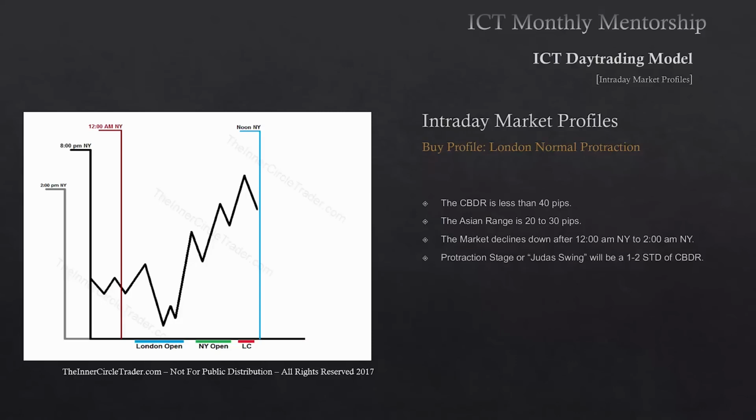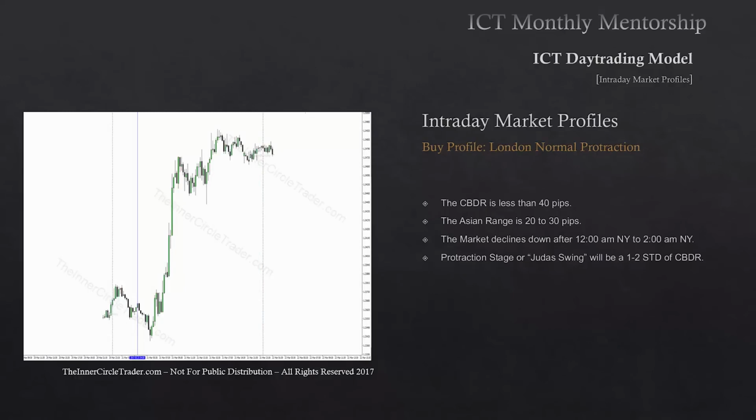The protractionary stage or Judas swing will be 1 to 2 standard deviations of the central bank dealers range. An example of that is seen here. The market enters a small central bank dealers range, and Asian range is also a respectable range in terms of pips. Then price drops lower right after the midnight candle, finds the low of the day, and expands up for a higher close.